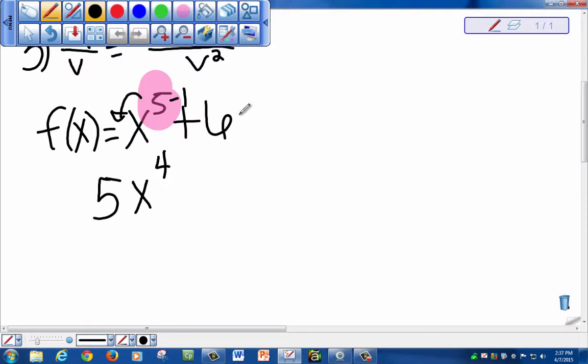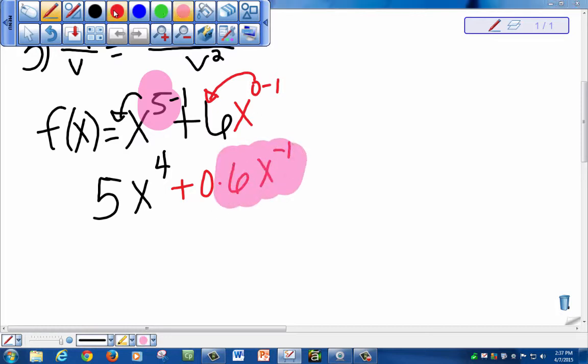The 6, technically they don't write it, but it's understood to be x to the 0 power. So if I would move that 0 to be multiplied with 6, and then subtract 1, it doesn't really matter about this part anymore, because anything times 0 is just going to be 0, so we don't have to worry about writing that guy out. So the derivative of the function is going to be 5x to the fourth.